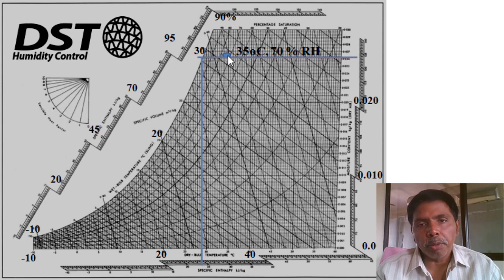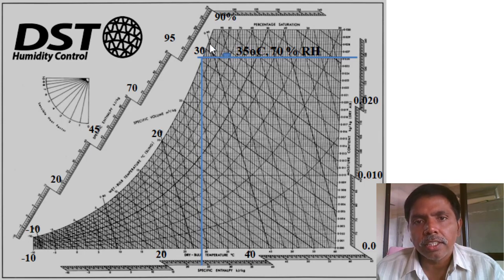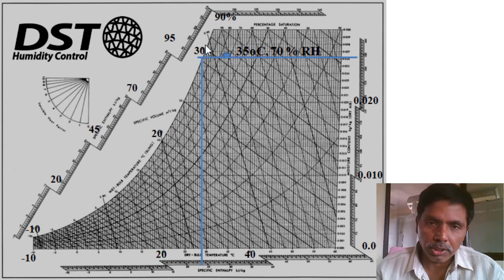First one, wet bulb temperature. These are the inclined lines. So this is the wet bulb temperature line 30, but the intersection is above 30, maybe around 30.8, or you can mark 31, not 31, less than 31 only, 30.8 something wet bulb temperature.